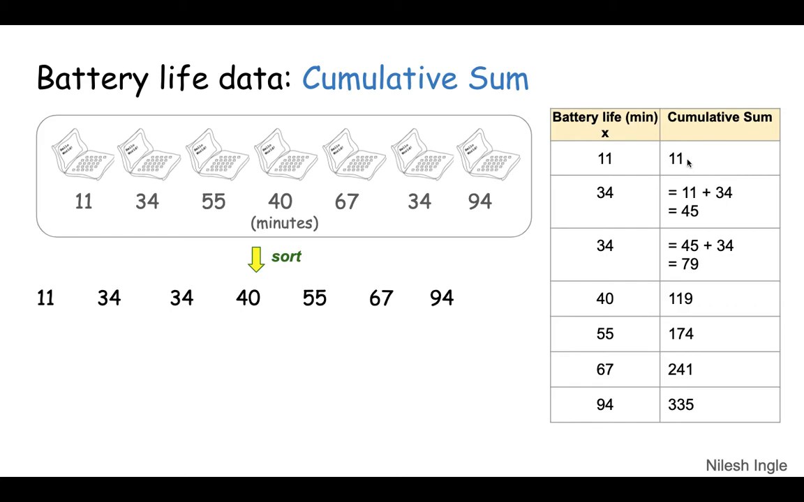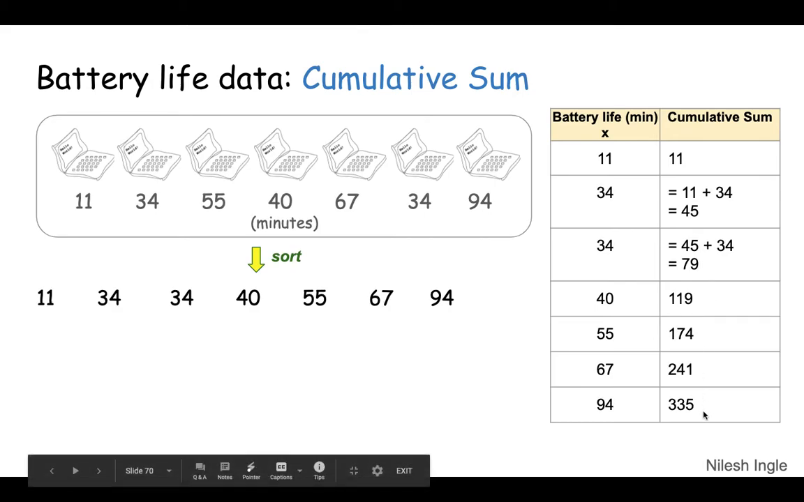Here we have 11, which is the first value, so that stays as is. Then the second value is 34, so we are going to take this 11, add it to this 34, and put that here. So we have 45. Now add this 45 to this 34 and put that here, so you have 79. Next we are going to add this 79 with 40 and put that here, which is 119, and thus this column is created, which is the cumulative sum.